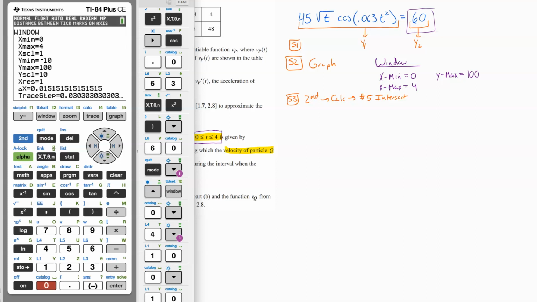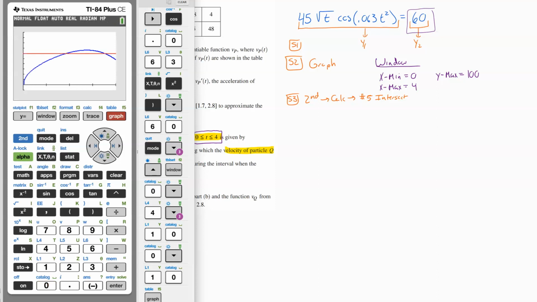I adjust the scale. That's just the tick marks of where the graph is. I just like my graphs to look nice. So I hit graph. And now I can see my two intersects happening. I want to know when it's at least 60, so I want to know when it's above that red line. The red line is where 60 is at. So in between my left intersect and my right intersect is where the blue graph is above 60. So that's the interval I'm looking for.